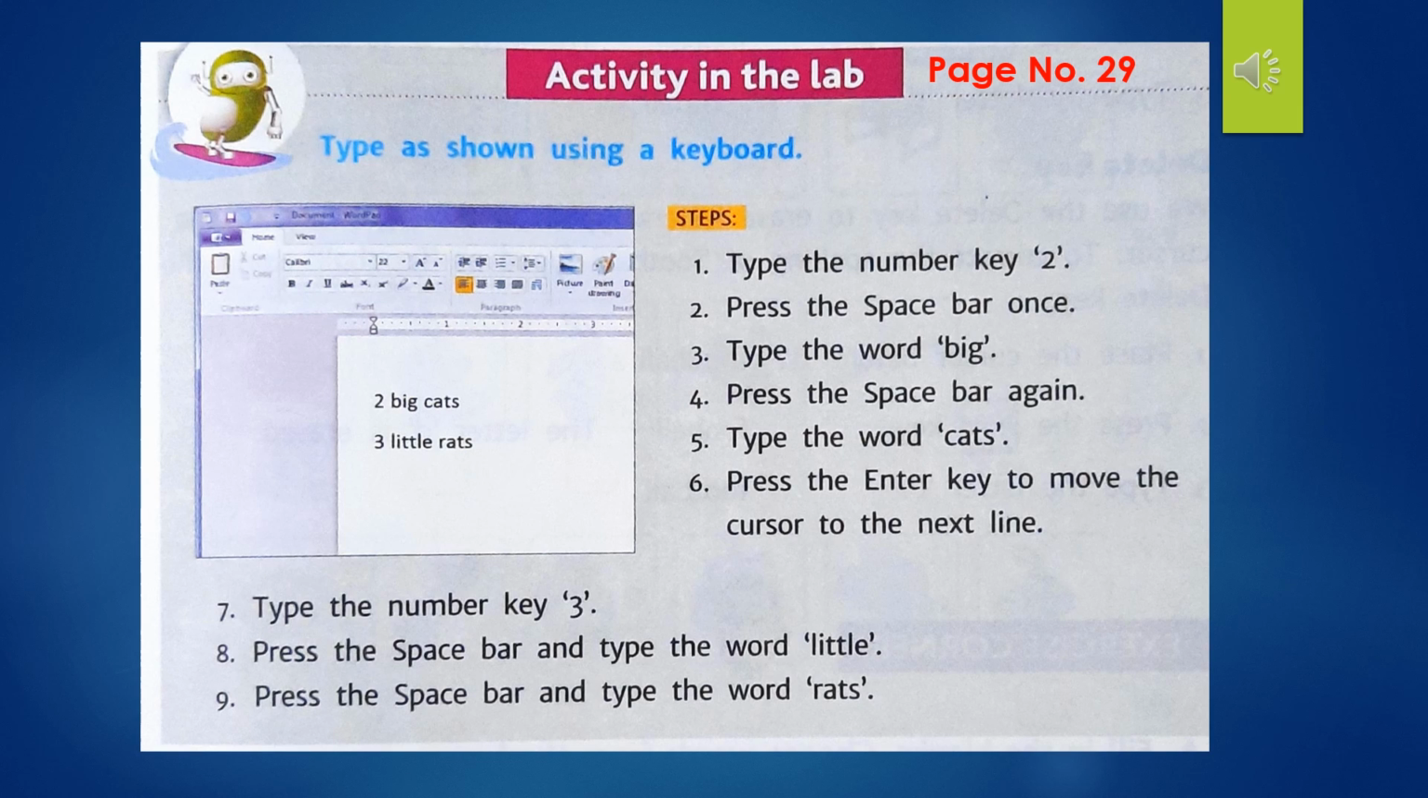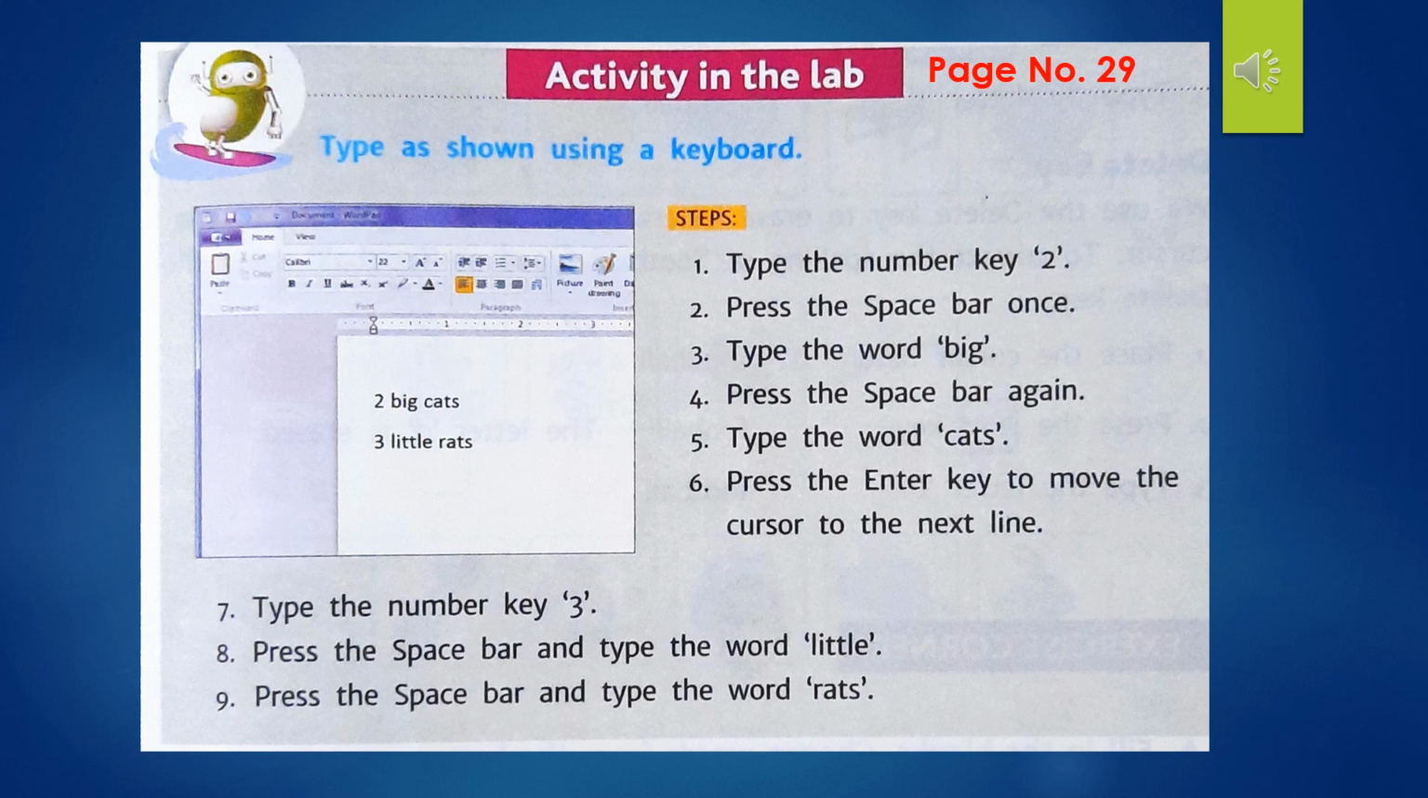Let's do one more activity which is mentioned on page number 29 of your book. Please open WordPad and then using a keyboard type as shown. So first type the number key 2. Then you will press the space bar once to give a space between 2 and big. Then you will type big.